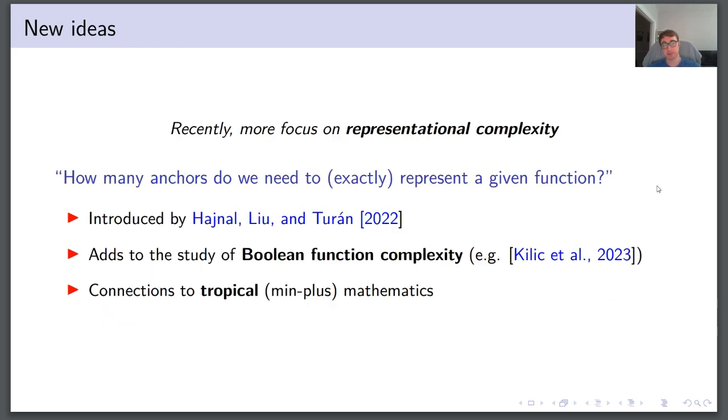But the focus of this paper is the more recent question of representational complexity of nearest neighbors, which is essentially questions of the form, how many anchors do we need to represent a given function? So this was asked for the first time in 2022 by Hajnal, Liu, and Turan, specifically in the context of Boolean function complexity. So we're trying to represent Boolean functions by anchors, which are either Boolean themselves or real. And this also has revealed some interesting connections to tropical mathematics, which we'll discuss in the second half of the video.